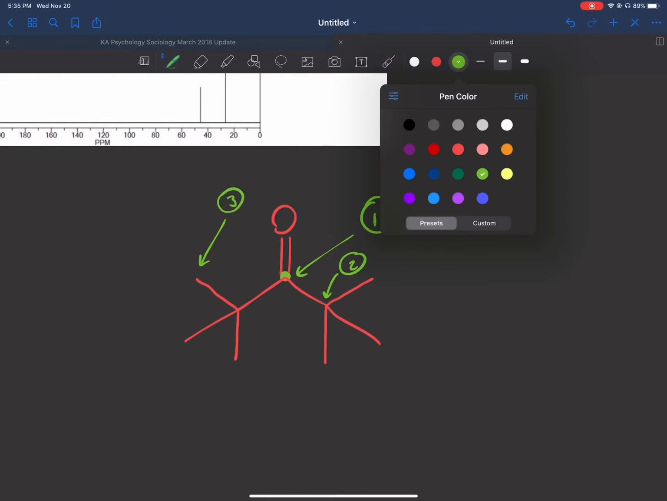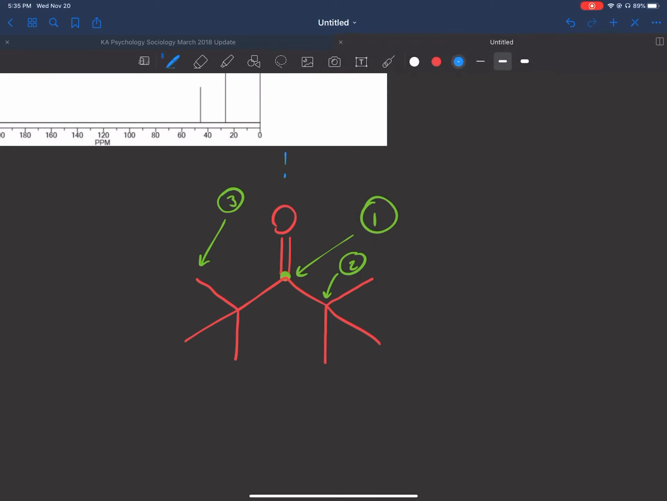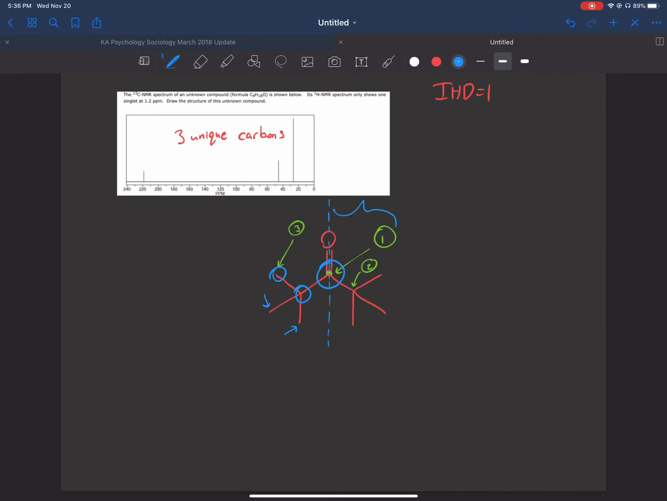And so like here, if I draw a line of symmetry this way, 1 carbon, 2, 3. Remember, this is the same, and because it's symmetrical, you don't even need to look at this side. And so that's C-NMR.